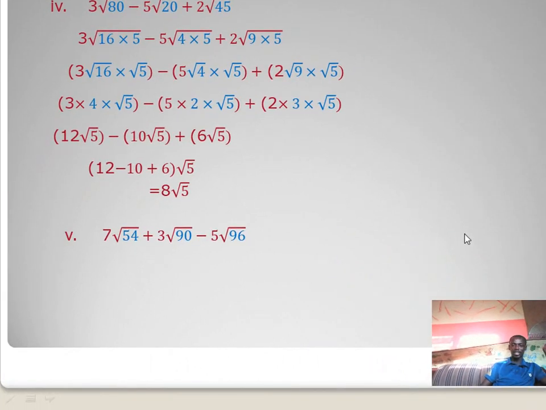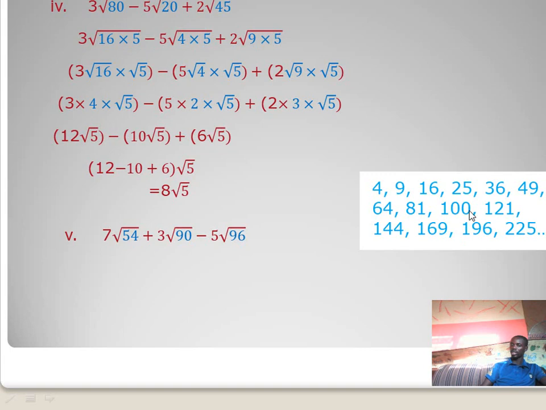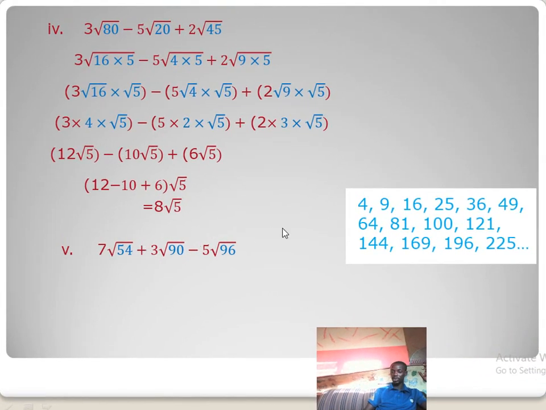So here I will need these figures so that we can understand better. I want to express 54 as a product of any of these. Can you just pick any of these? I think that's 9. So I'll be splitting 54 into 9 multiplied by 6. I'll be splitting 90 into 9 multiplied by 10, and I'll be splitting 96 into 16 multiplied by 6. So here is 9, here is another 9, and here is 16.